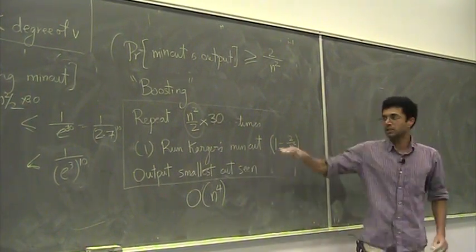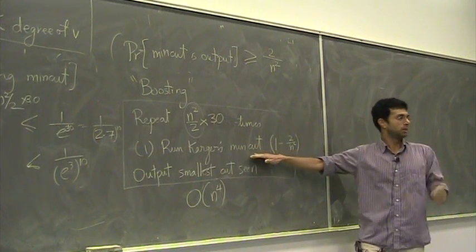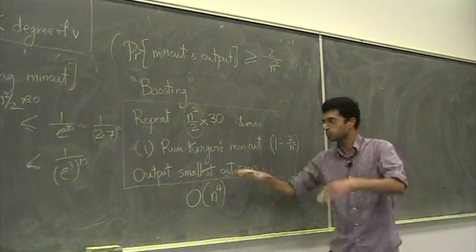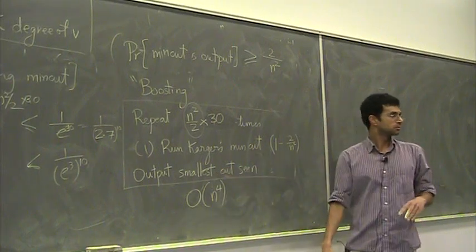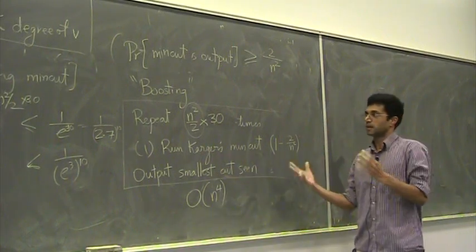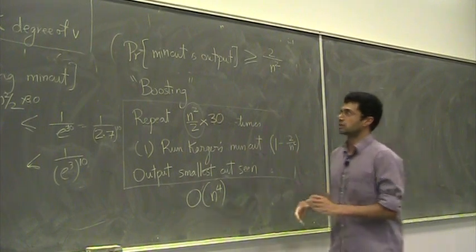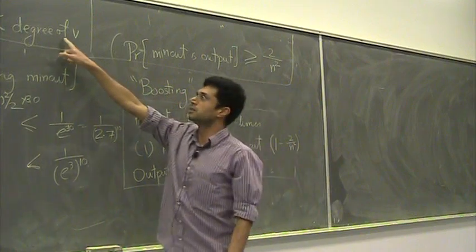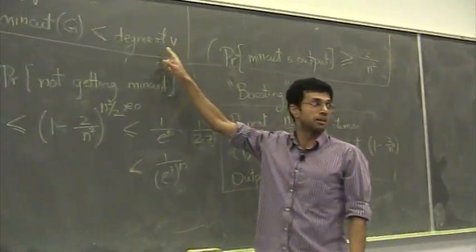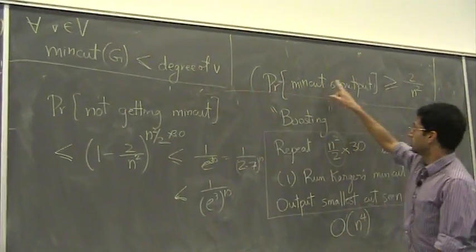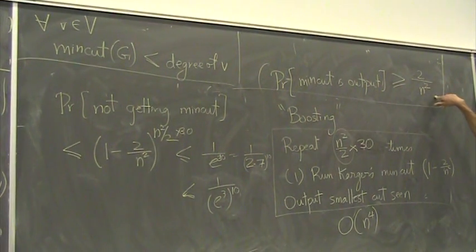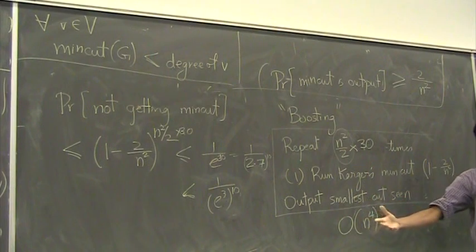And because every time this process returns a cut, it returns a genuine cut. It's just not the min cut. So you can just output the minimum that you've seen so far. And that's it. And so the key is, it's sort of written both statements above. One is that the min cut is always less than the degree. And so we use this fact to prove that the probability that the min cut is output is at least 2 over n squared. And then that's it, right?